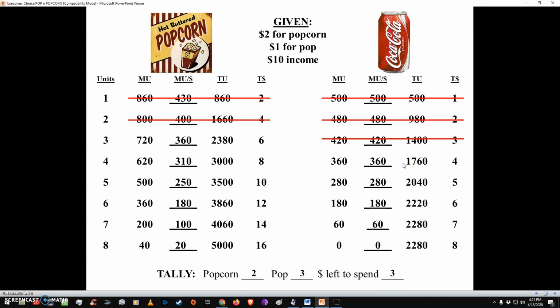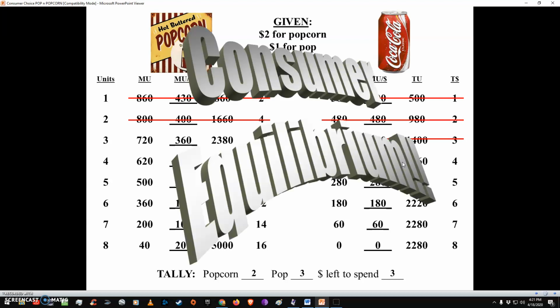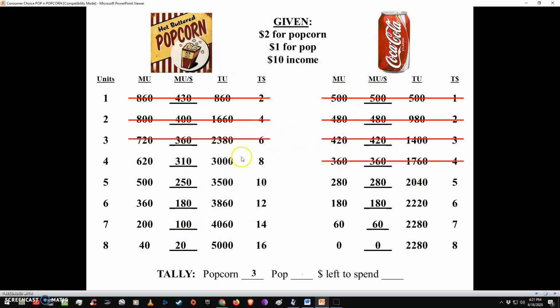Life is full of tough choices. It's called consumer equilibrium, when the marginal utility per dollar, in other words, your choice is equally appealing to you. What are you going to buy? The answer, we're Americans. We got $3. $2 here, $1 there. We got nothing left.